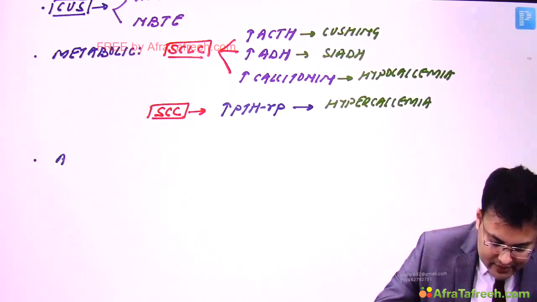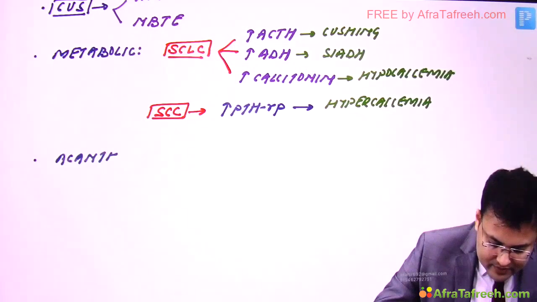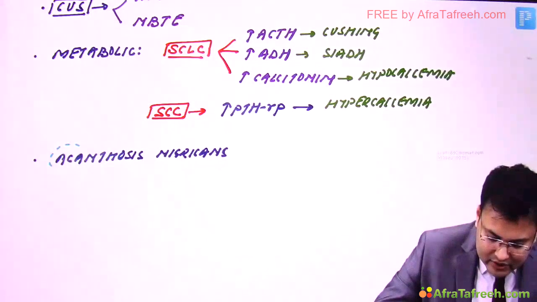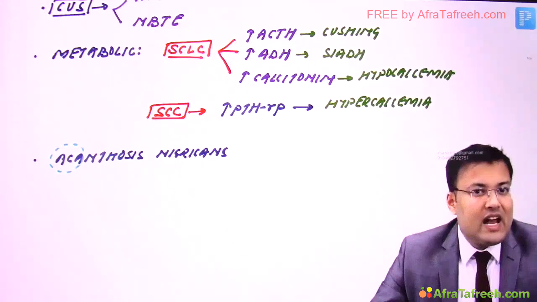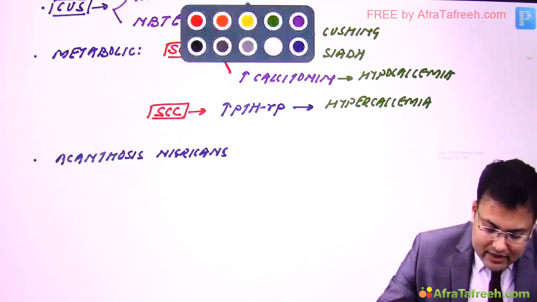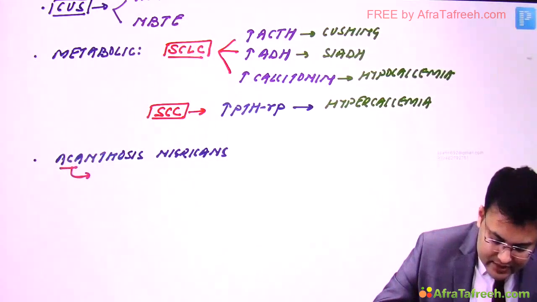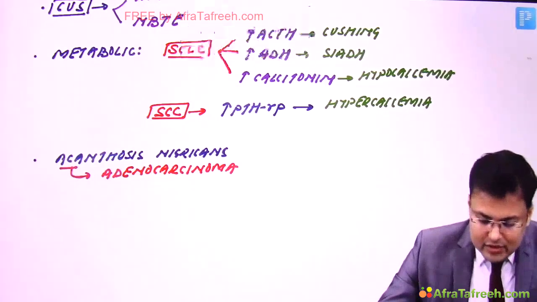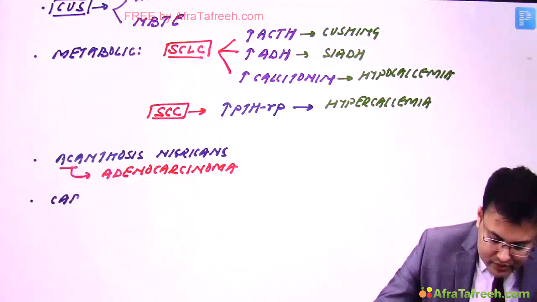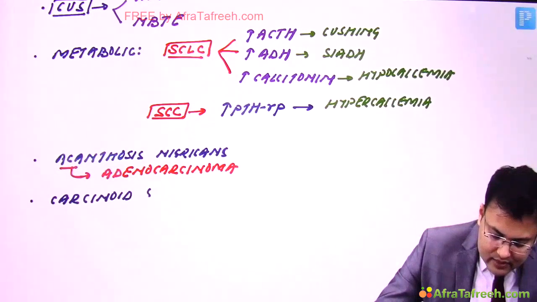Okay. What are the other paraneoplastic manifestations? These patients can have acanthosis nigricans. Clear? So in which case you will find this acanthosis nigricans? Here the answer is hidden: ACA. So what's this? Adenocarcinoma. Okay, so this acanthosis nigricans is seen in ACA, and that is adenocarcinoma. Clear? It is also associated with carcinoid syndrome and erythrocytosis.